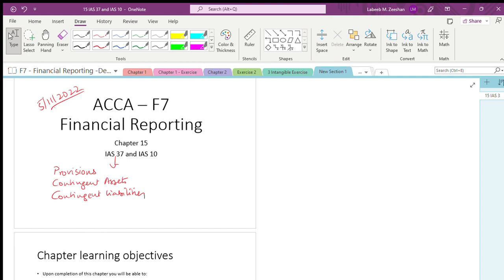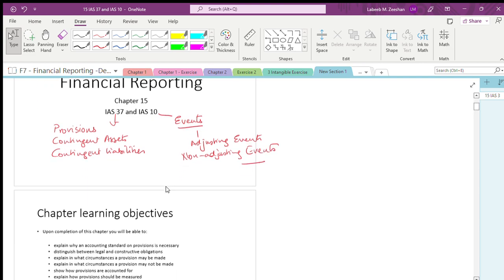IAS 37 talks about provisions, contingent assets and contingent liabilities, and IAS 10 talks about events, events before and events after. It talks about what the adjusting events are and what the non-adjusting events are. Which events should be adjusted, which events should not be adjusted? That's the basic thing which we are going to do.